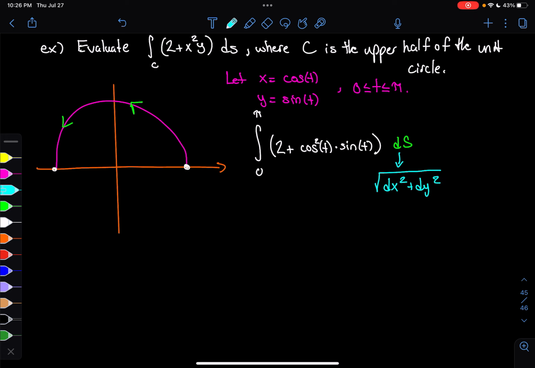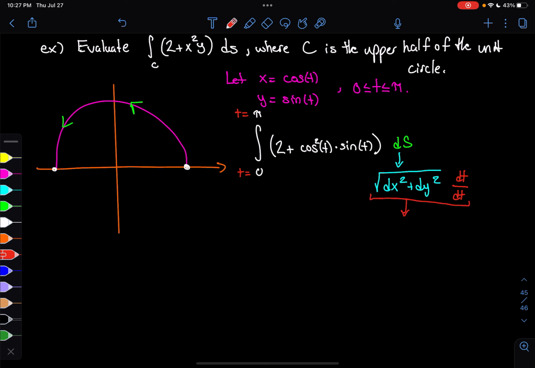Now, the real issue is the fact that these bounds are now in terms of t, right? They're in terms of this parameter t. And our ds is in terms of x's and y's. Boo! But last time, when we wanted there to be some t's hanging around, what did we do? We introduced this sneaky little term, and we're going to put that dt squared on the inside, and we are going to evolve this thing.